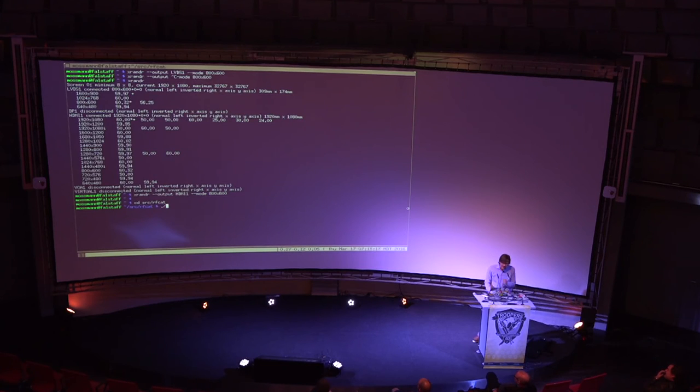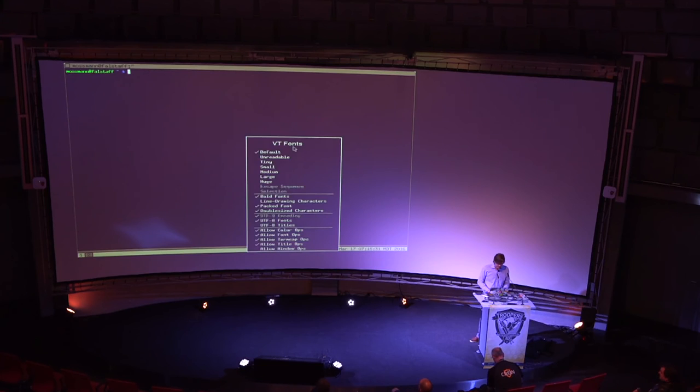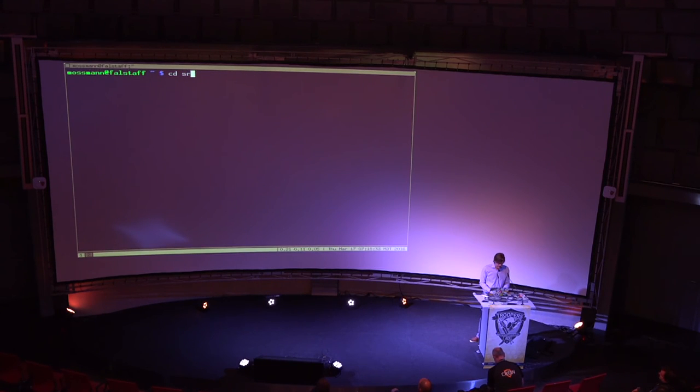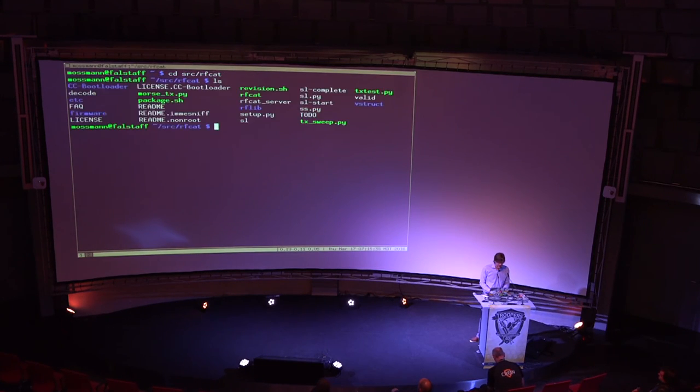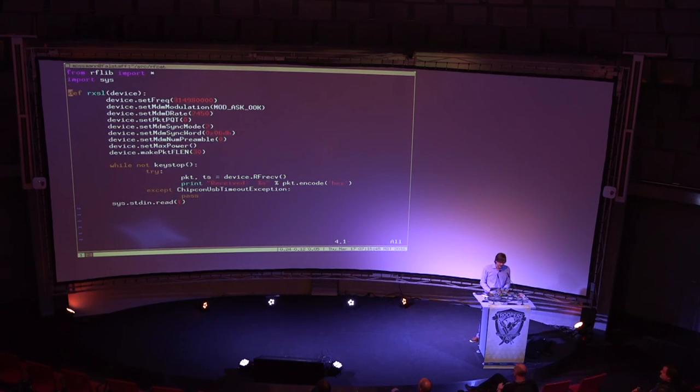All right, so what I'm going to do now is skip ahead just a little bit, just to make up for lost time. And I'm going to use my little cheat sheet here, which I had just saved in the rfcat directory for convenience. SL.py. Oh, look at that. How about that? That's not too surprising. But I hadn't modified it.